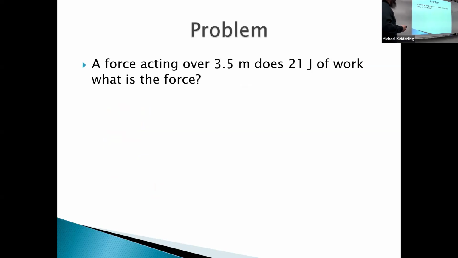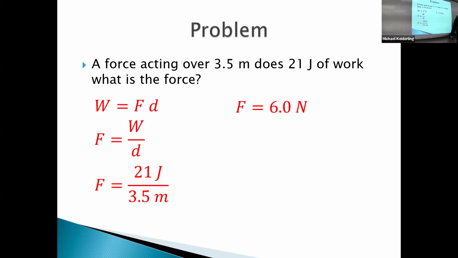And here, if a force acting over a distance of 3.5 meters does 21 joules of work, what's the magnitude of the force? Work is force times distance, so force is work over distance. 21 joules over 3.5 meters is 6 newtons.